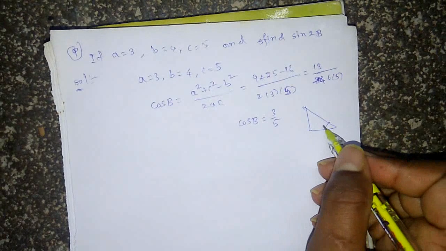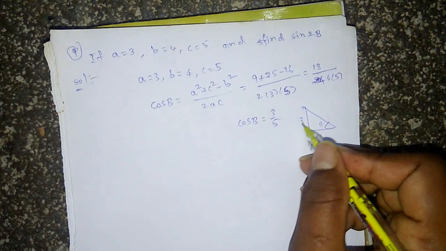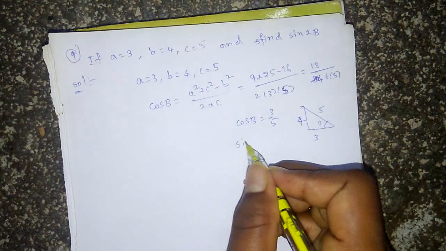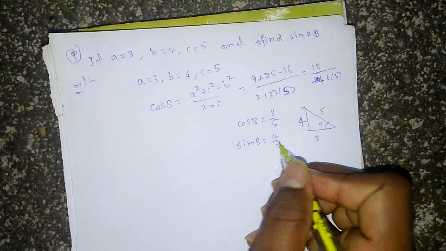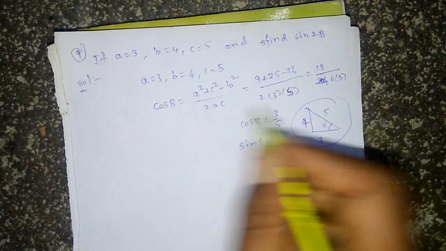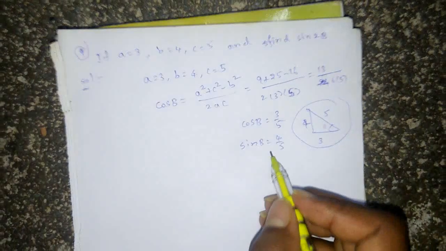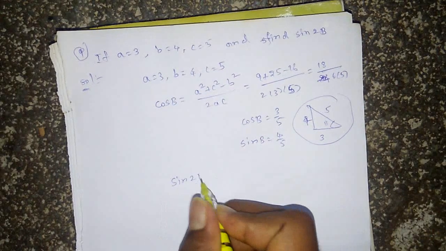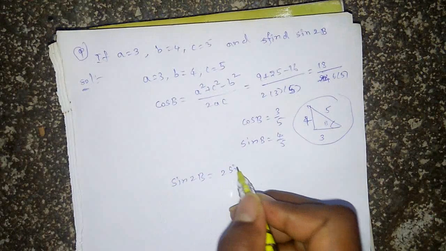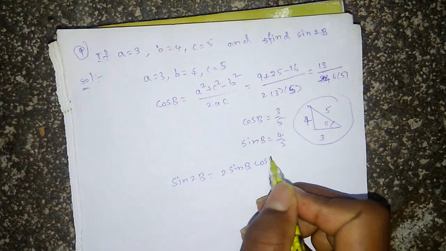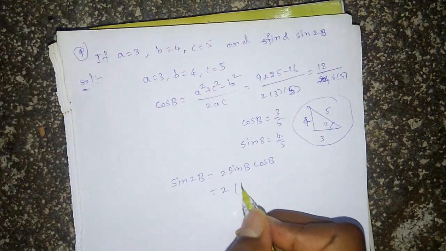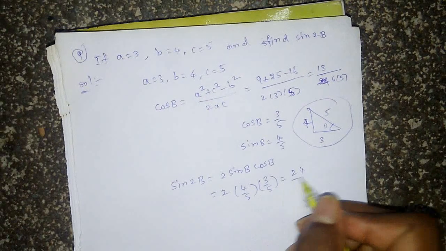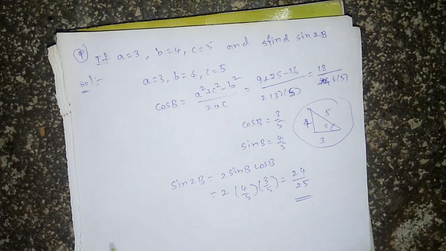So if you take the right angle, this is 3, this is 5, this is 3, this is 4. Therefore sin B = 4/5. So this is not our triangle, this is a general triangle. Okay, so sin B is 4/5. Now sin 2B = 2 sin B cos B, from multiple and submultiple angle formulas. Here sin B is 4/5, cos B is 3/5, so that is equal to 24/25.